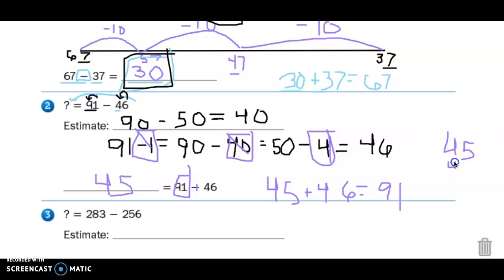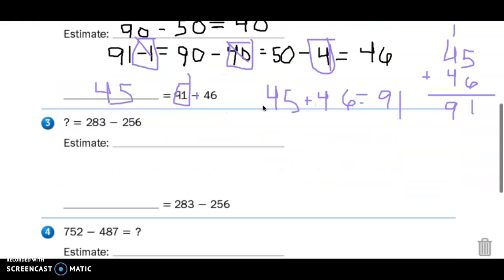45 plus 46. Boys and girls, what is 5 plus 6? Because we always start in the ones place. 5 plus 5 is 10. Add one more, that's 11. Drop my 1, carry my 10. 4 plus 4 is 8, plus 1 more is 9. Fact family works. Ding, ding, ding. 45, 46, 91. Is our answer reasonable? Our answer was 45, and we took a guess that it was about 40. These are only 5 away. That means our answer was good.